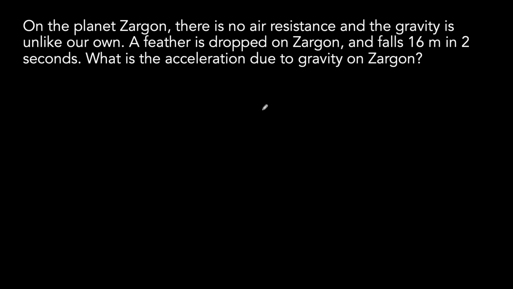On the planet Zargon, there is no air resistance, and the gravity is unlike our own planet's. A feather is dropped on Zargon, and it falls 16 meters in 2 seconds. What is the acceleration due to gravity on Zargon? Now this is kind of serving two purposes. One is that I wanted to do a problem where we turn it around and find an acceleration, and the other is this is actually an example of a kind of problem we call free fall.